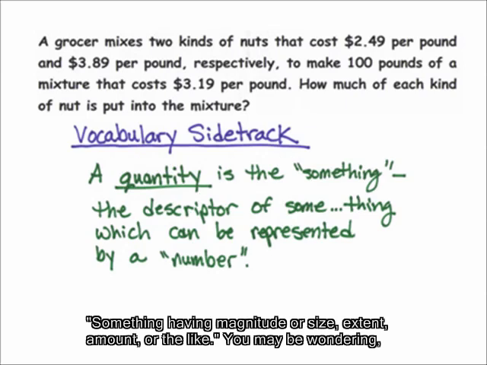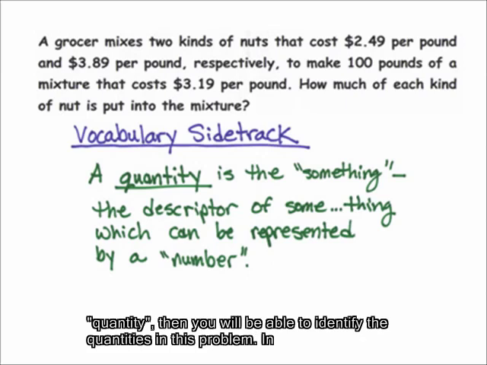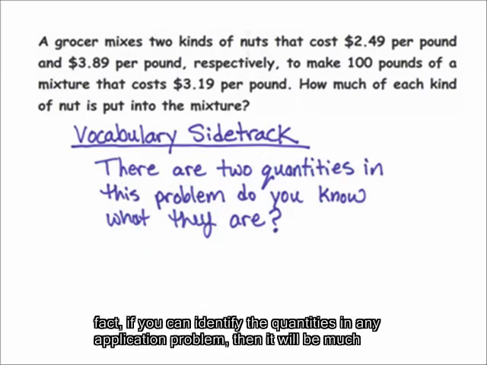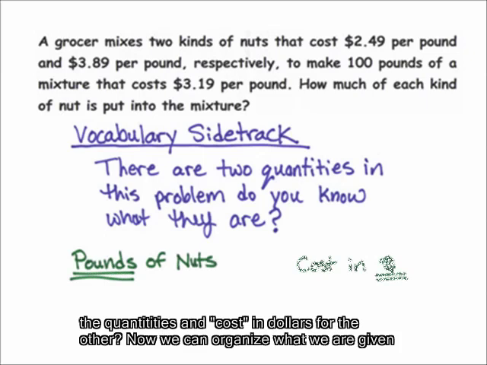You may be wondering, why do we care about defining quantities so carefully? Well, if you know the meaning of quantity, then you will be able to identify the quantities in this problem. In fact, if you can identify the quantities in any application problem, then it will be much easier for you to set up the problem correctly. Did you get pounds of nuts for one of the quantities and cost in dollars for the other?